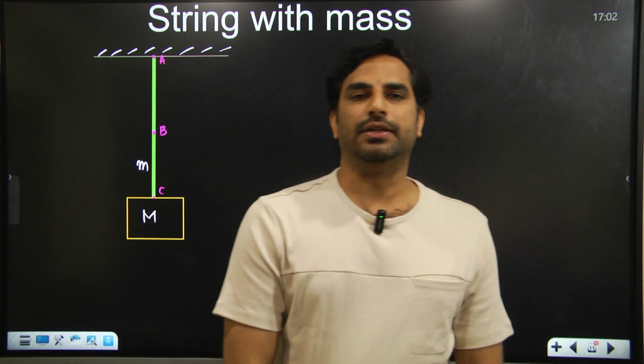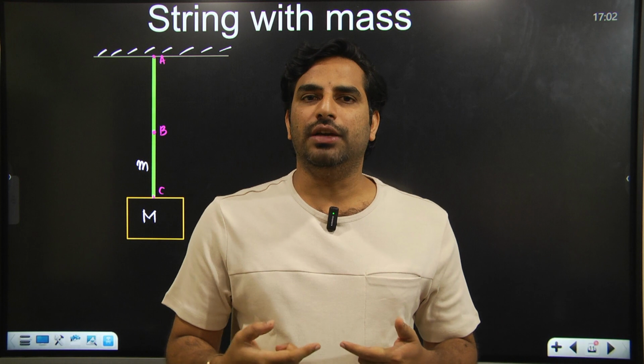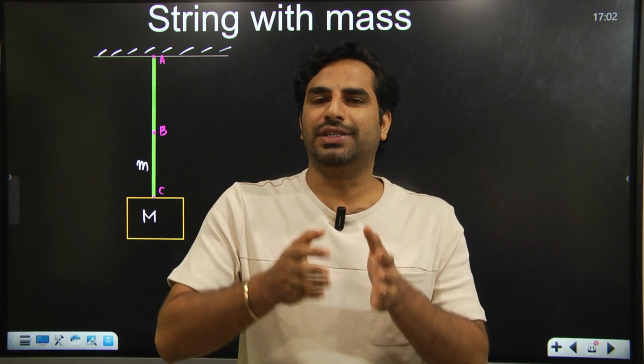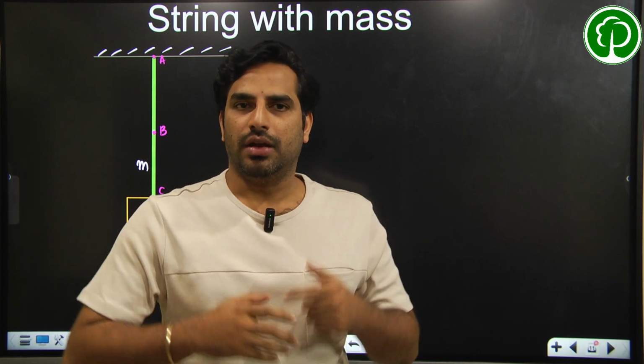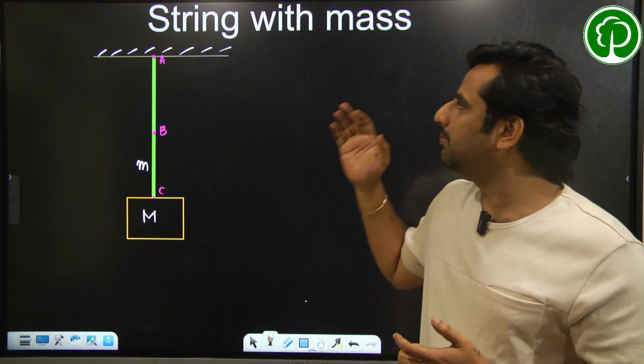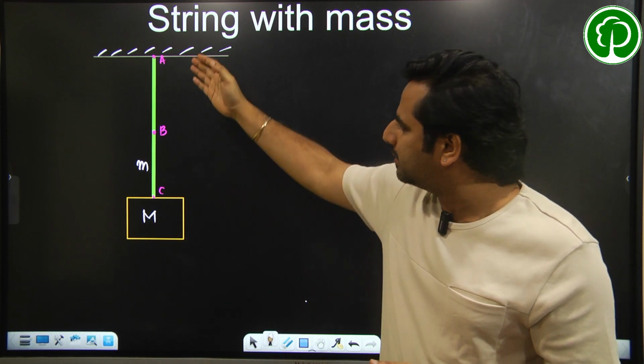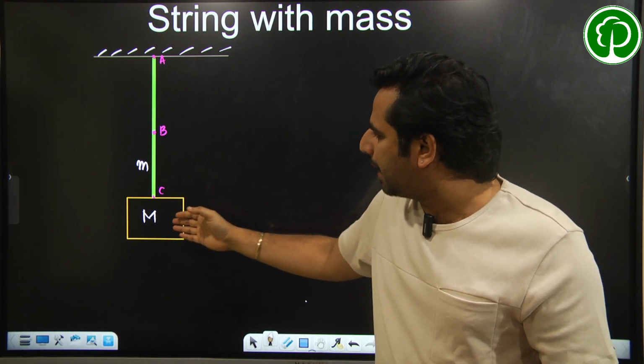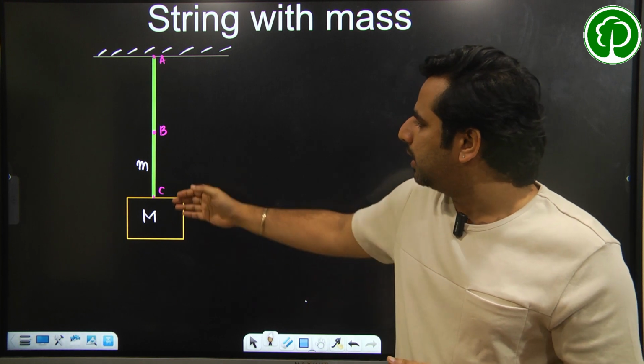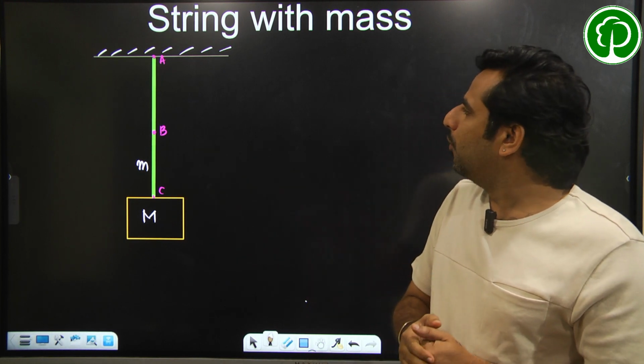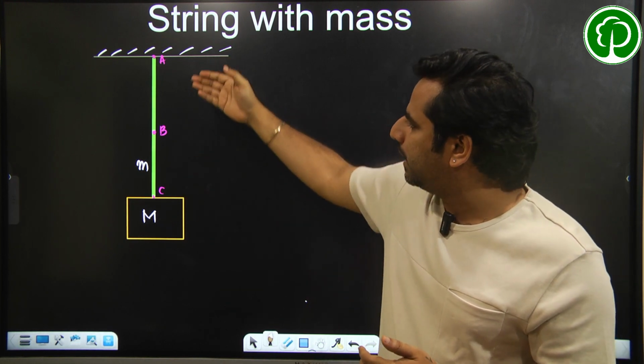This is Vikram Dachepally. We have been dealing with strings which are light and inextensible. In that case of ideal strings, tension at every point is the same. Now what if the string has got certain mass? So consider a rope of mass m and a block of mass capital M suspended to that with the help of the rope. What is the tension at different points A, B and C?